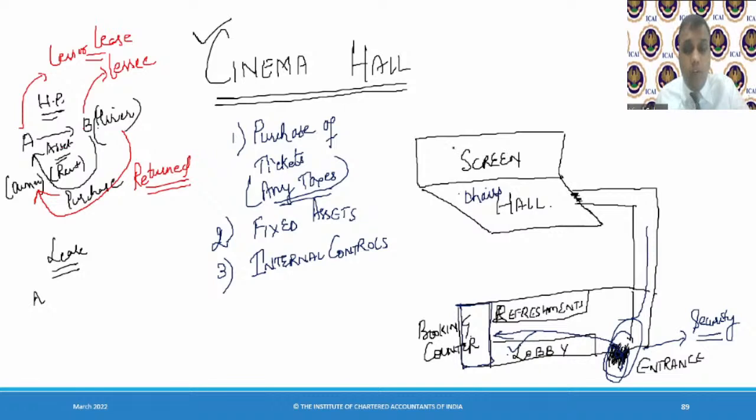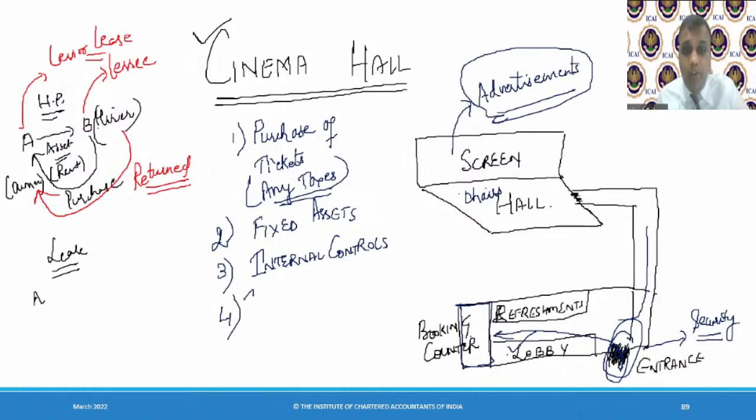And at the start of the movie, advertisements are shown on the screen during intervals and all. So this is also a source of revenue, be it local advertisements, domestic advertisements, whatever it is. So sources of revenue: advertisements are a source of revenue.